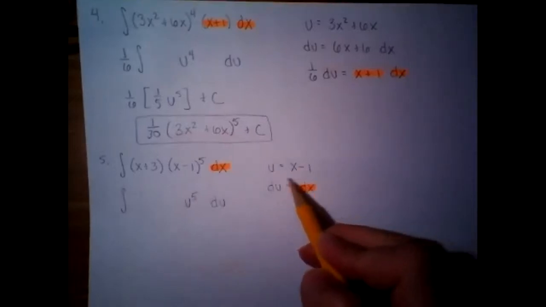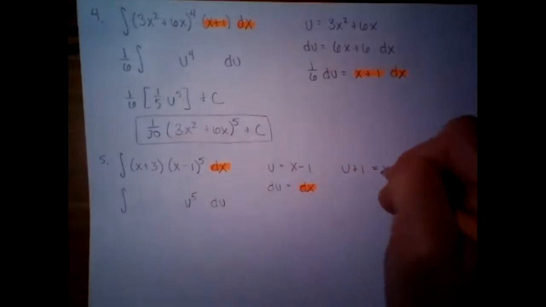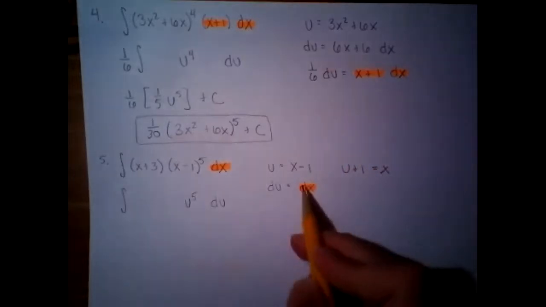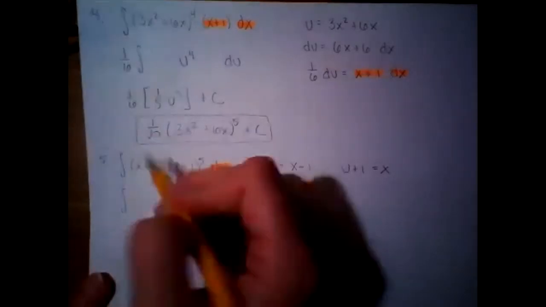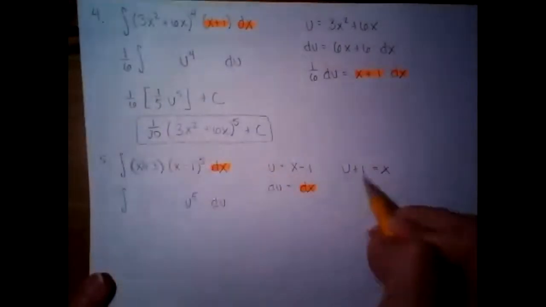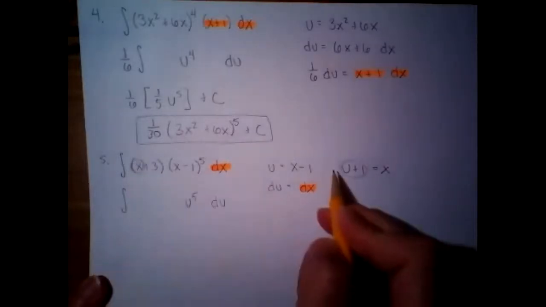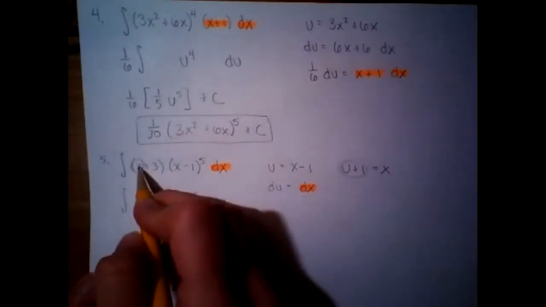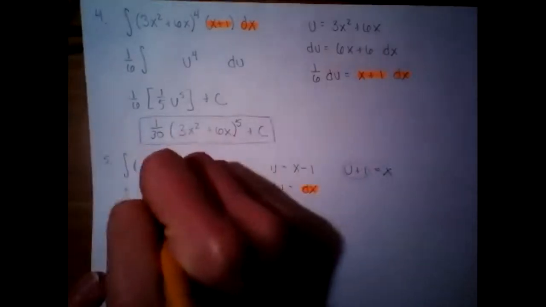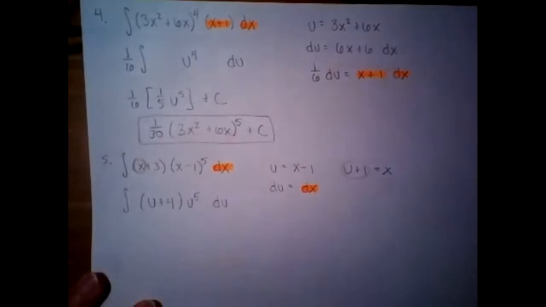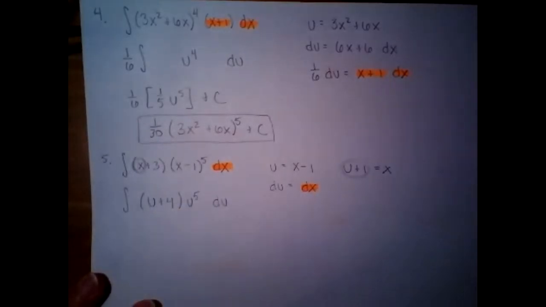So what I'm going to do over here is solve this for x. I'm just going to add over the 1. So u plus 1 is equal to x. I just added this 1 to the other side. And in place of this x right here, I can put u plus 1. So it's just another substitution. In place of x here, I'm going to put u plus 1. So this would be u plus 1 plus 3. So it's going to be u plus 4. And so now it's all u's. I don't have any x's anymore.